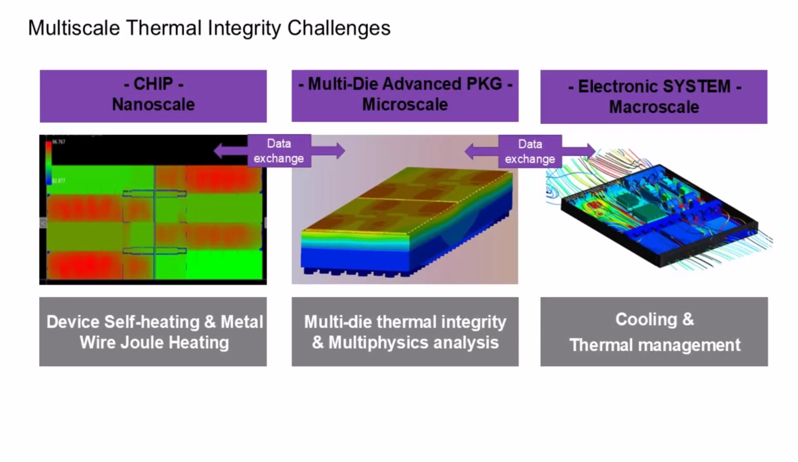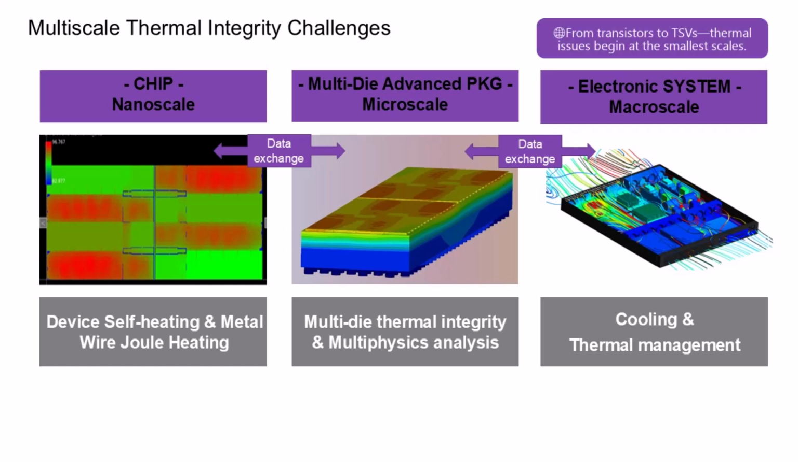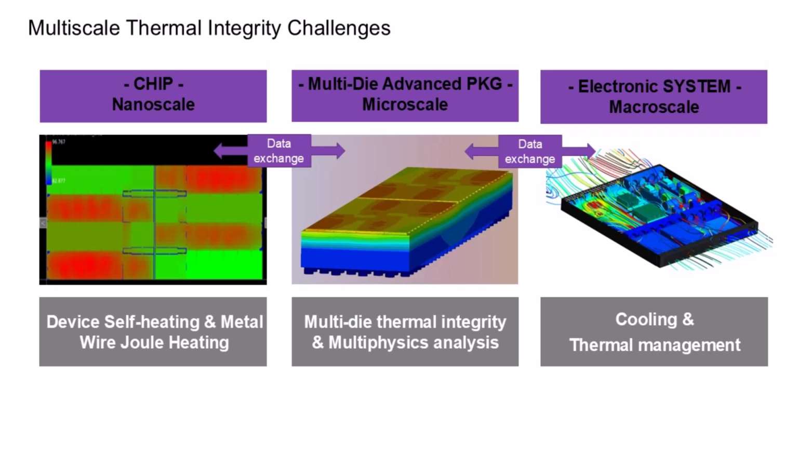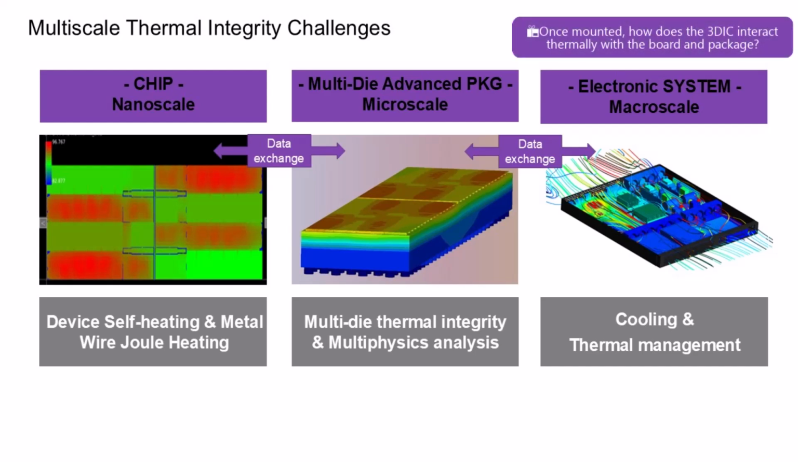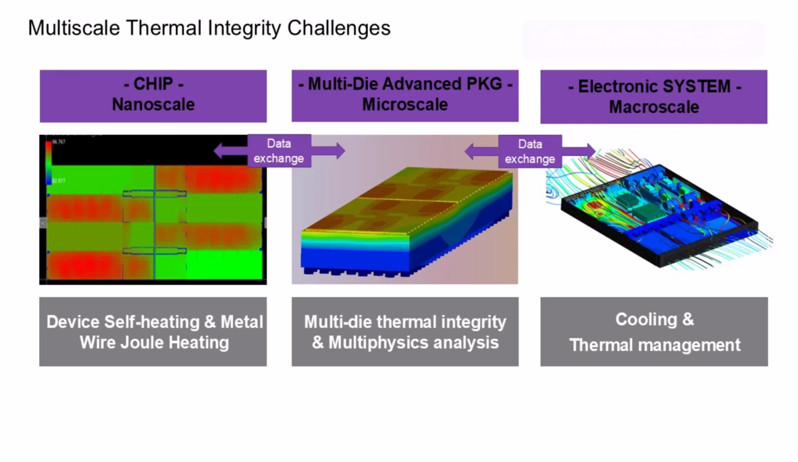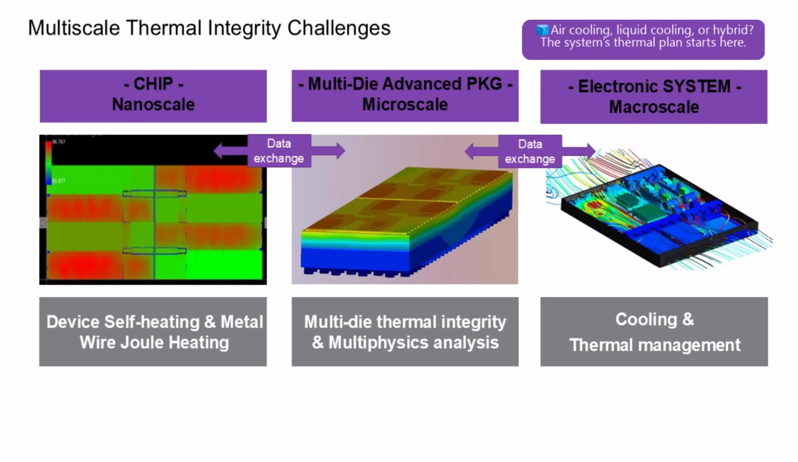We have now seen thermal integrity concerns that span from nanometers at the transistor level to micrometers across multi-die system stacks. But the story does not end here. Once the multi-die system is mounted into a full electronic system, complete with the package, PCB, and even the machine rack, we need strategies to remove heat at the macro scale. This is where air cooling, liquid cooling, and other system-level approaches come into the picture.